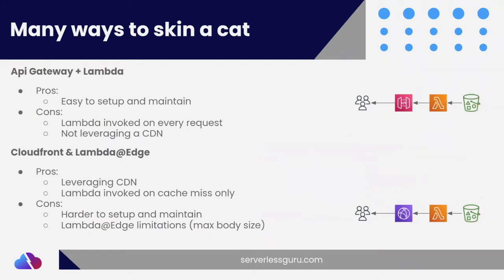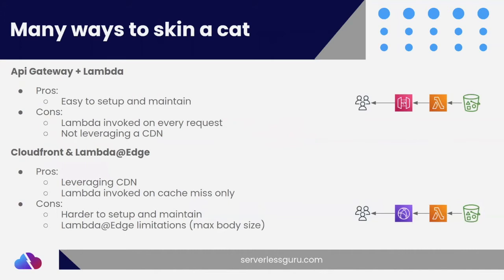There are many ways. If you look at AWS blogs or other websites, you will find many ways to do that. The one that comes up most often is having an API Gateway with a Lambda function behind it, take your images from a bucket and ship that to the client. That's fairly easy to maintain and set up, but your Lambda will be invoked on every request. And worst of all, especially if you are in a wider region, you don't leverage a CDN.